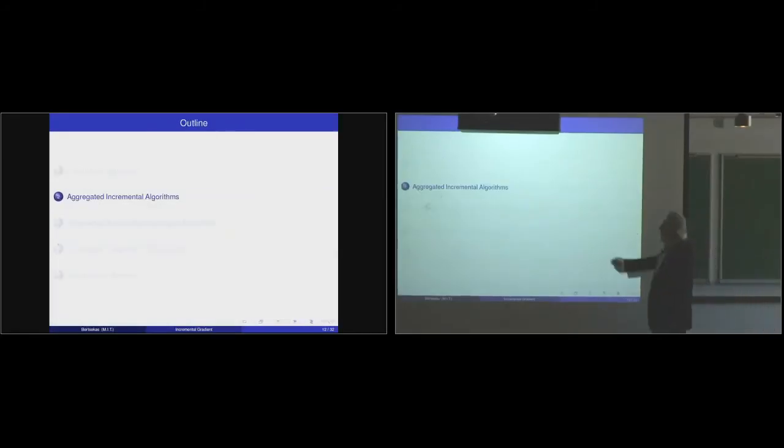Okay, so I talked about incremental methods. Now I'm going to talk about aggregated incremental methods, which offer similar advantages, but they have a different explanation as to why they work.